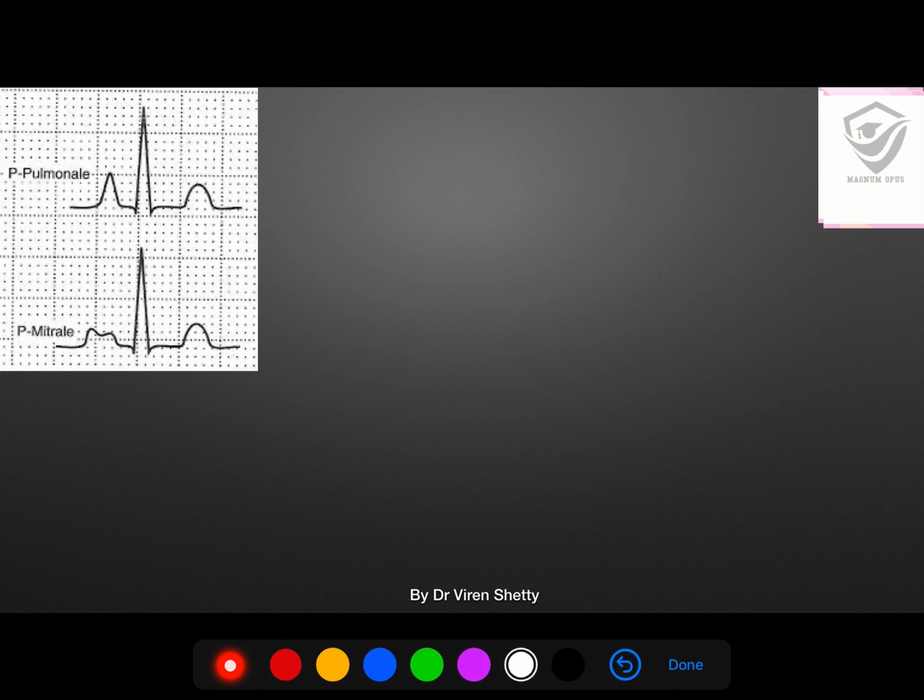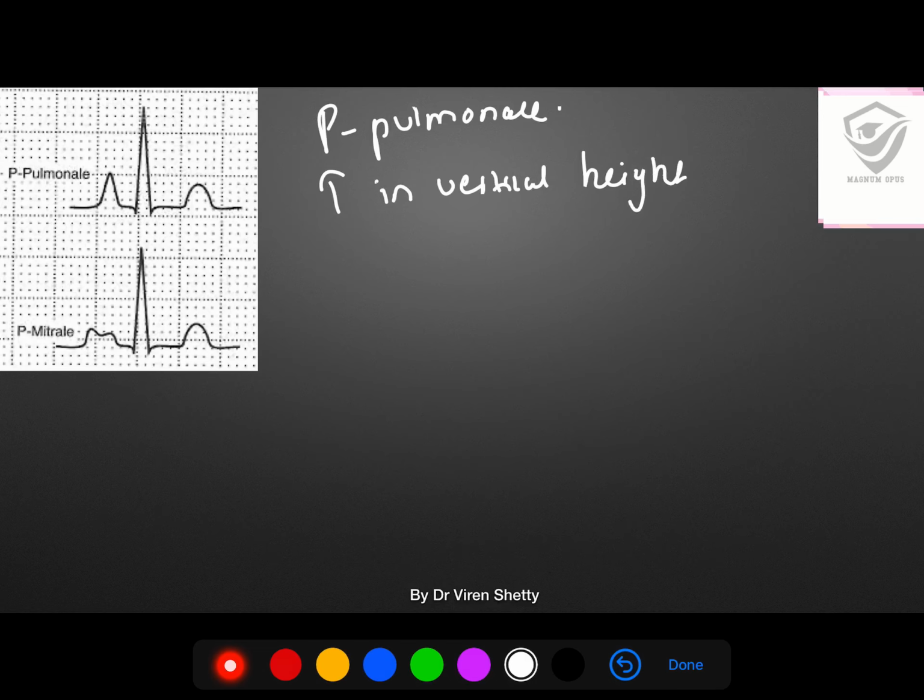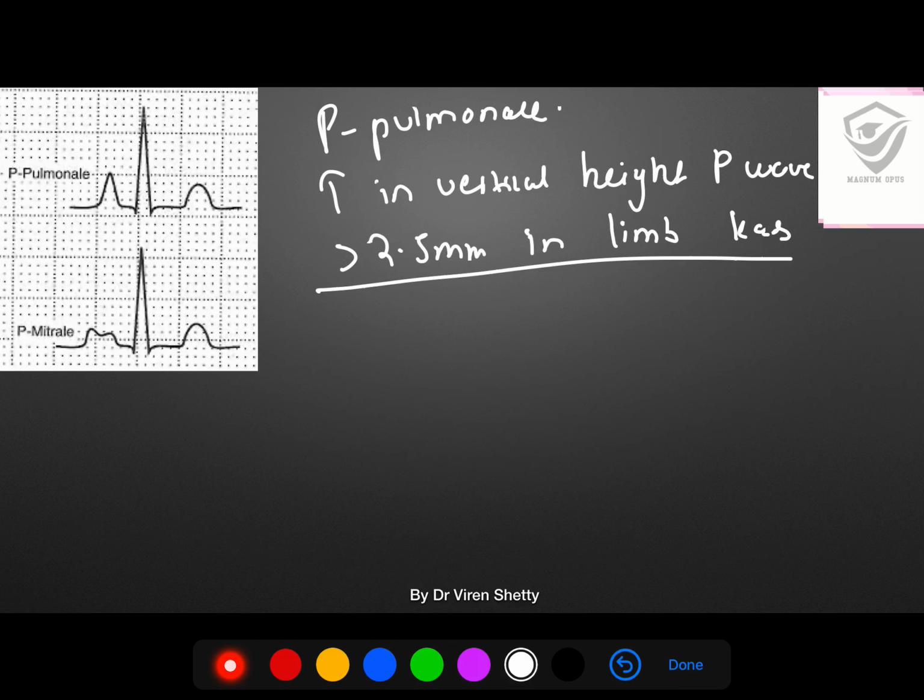Then we have another condition called P pulmonale. It is the increase in vertical height of the P wave, when the vertical height increases by more than 2.5 mm in limb leads. So this is important, that we can call it P pulmonale when there is an increase in vertical height of more than 2.5 mm in the limb leads.